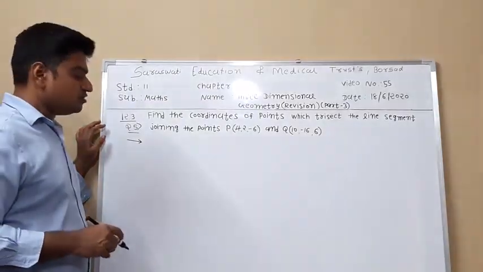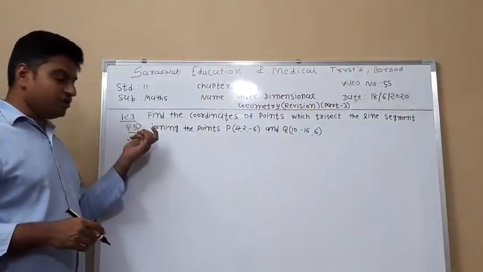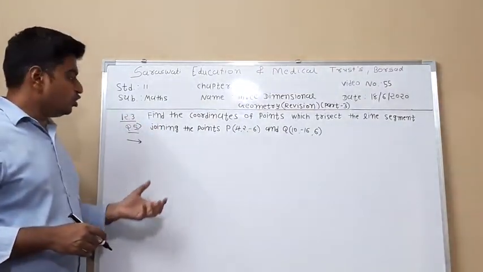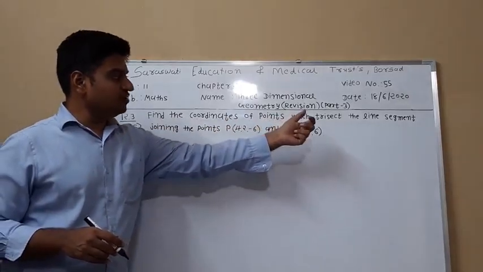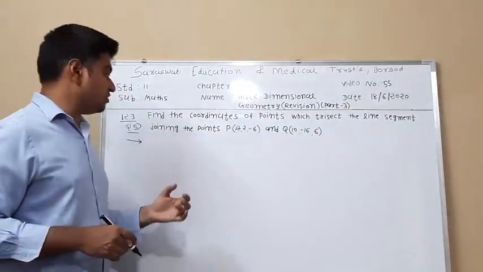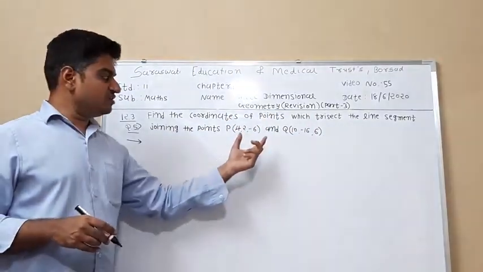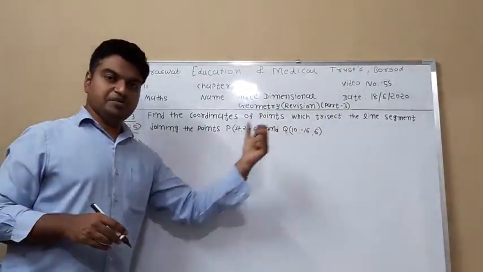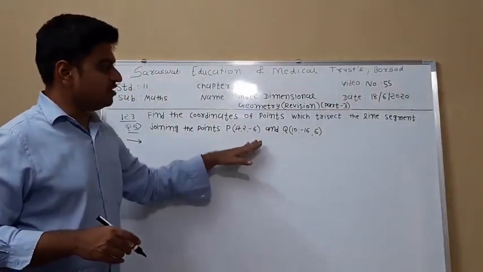Good morning, students. Now let's discuss exercise 12.3, question number 5. Our question is: find the coordinates of the points which trisect the line segment joining the points P and Q. So in this question, two points are present, P and Q. Now we divide this line segment into a trisect.